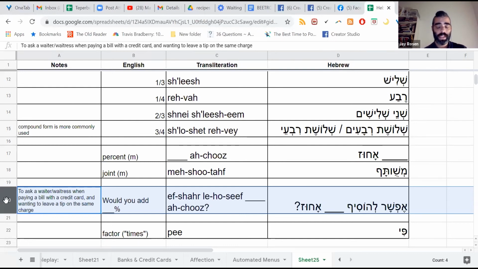Okay, next part of why this is an important sentence. Efshar leosif, in this case I said 15%, right? Now, you probably just heard I did something, and you may be thinking, well, why did he say achuz and not achuzim? Because 15 is plural, it's more than one. So why isn't it 15%? Why did he say 15%? In formal Hebrew, once you count past the number 10, you no longer pluralize a noun that comes after it.